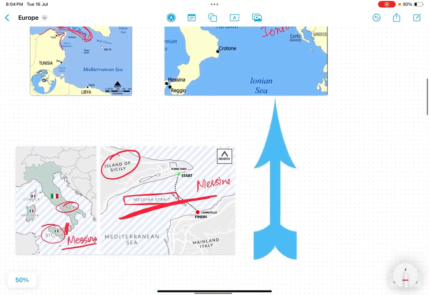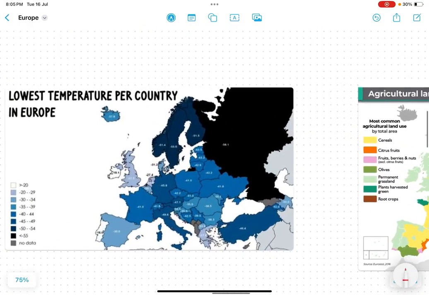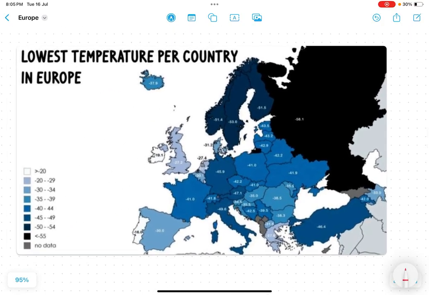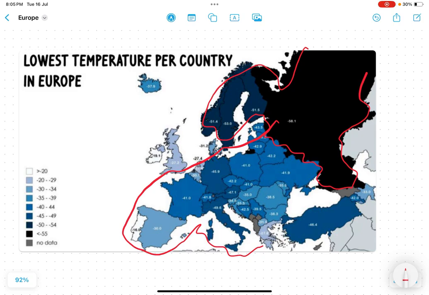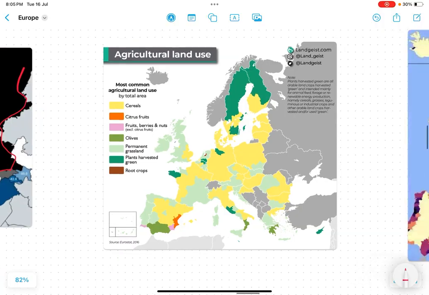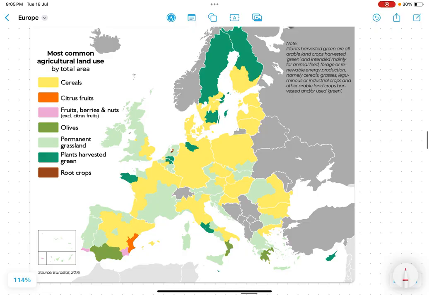So we have covered some important straits. Let's see the next maps. So we have the temperature map. You can see the lowest temperatures in Europe. In winters this region is really cold. This region especially is really cold. Right? The rest of the regions experience lowest temperatures which are better than this dark region, right? So let's go to the agricultural land use of Europe. As you can see, most of the region is cereal growing.